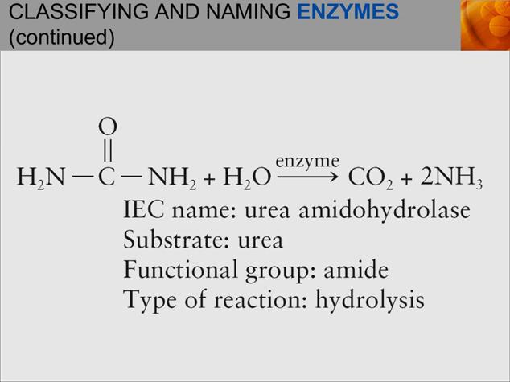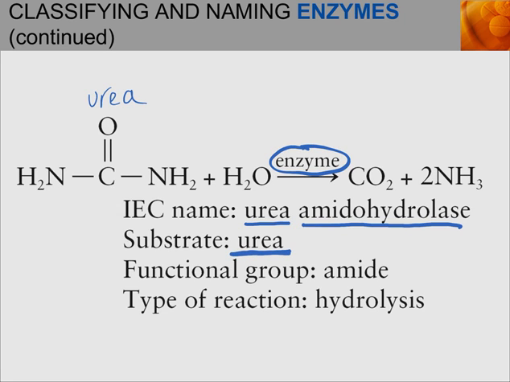Okay, so let's look at an example of how to name an enzyme using that EC system. This is that same reaction we saw earlier where we're reacting urea with water, and then we had an enzyme that helped to break apart urea into carbon dioxide and 2 ammonia molecules, NH3. So the EC name is urea amidohydrolase. So again, we're going to first list the substrate that we're reacting with, so that's urea.